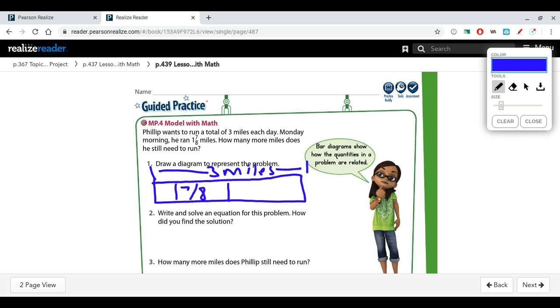And then you pick a value, pick a variable. I'm going to use m for miles or m for more. There's my bar diagram. So he has already run 1 7/8. He needs to run a total of 3 miles, and then that will give us the m.